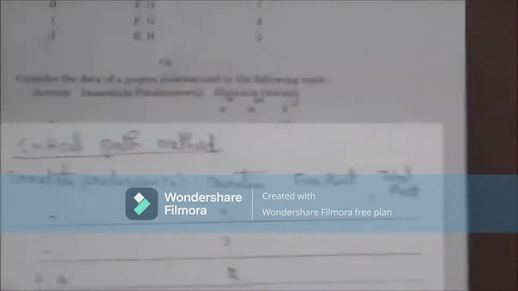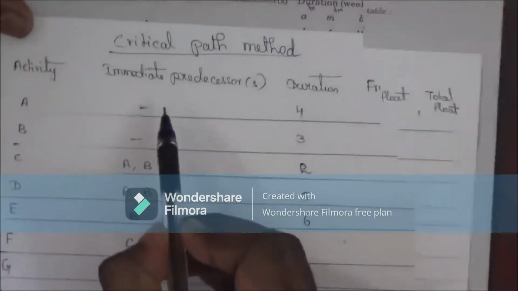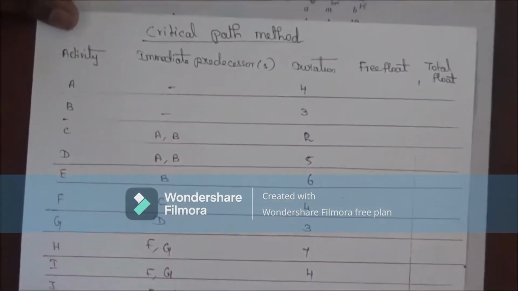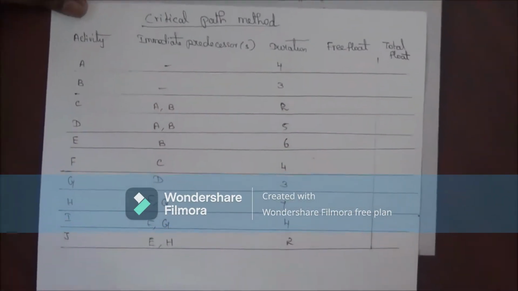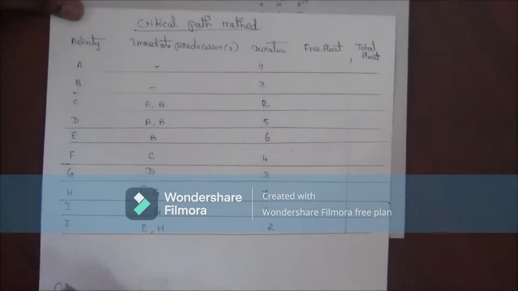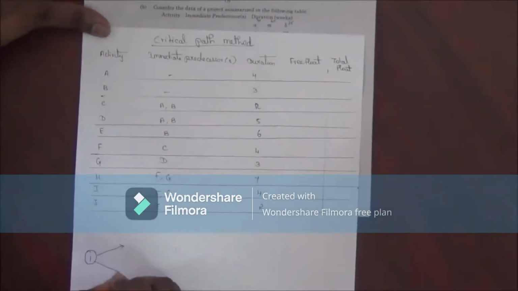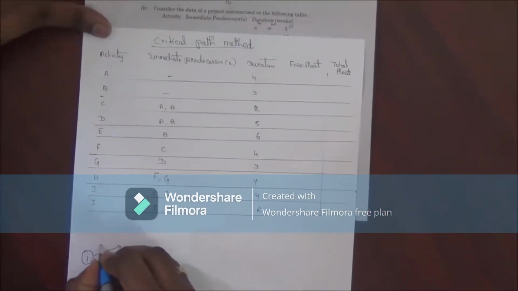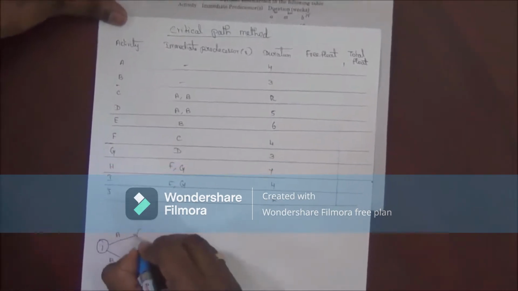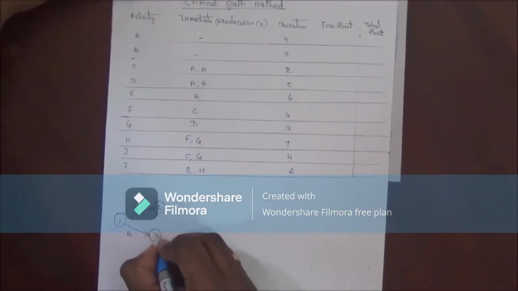We have to see the activities which do not have any immediate preceders. So this is a starting activity. So start with those activities. So 1, they both start at the simultaneous time. So A, B, 2 as well as 3.